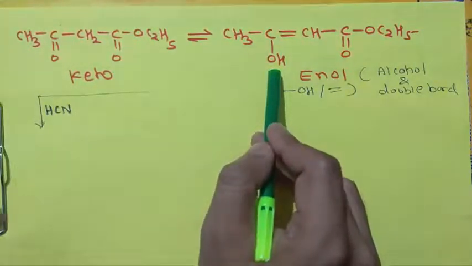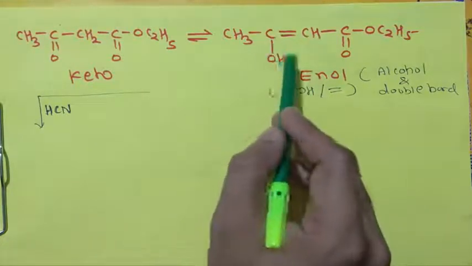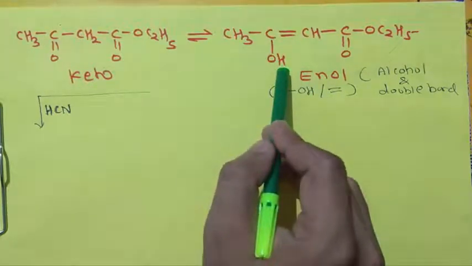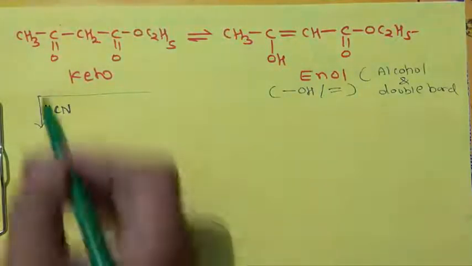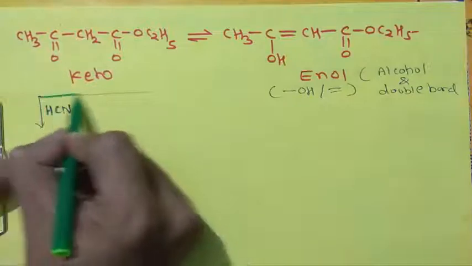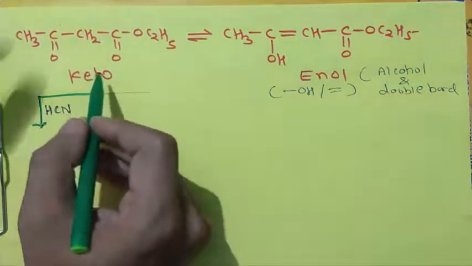They can give the test of C double bond C, the test for unsaturation, and also the test of OH, that is the test of alcohol. How can the reaction take place here? Here, this is the keto form. This keto form is reacted with hydrogen cyanide.